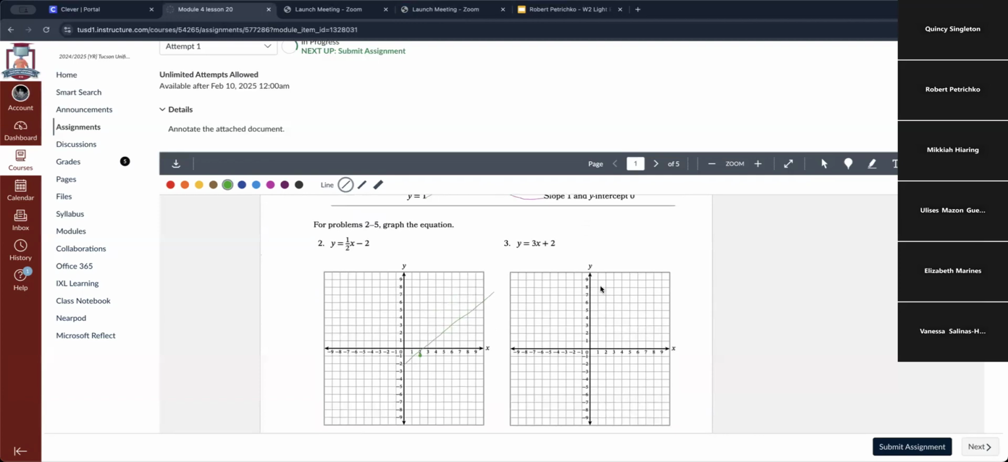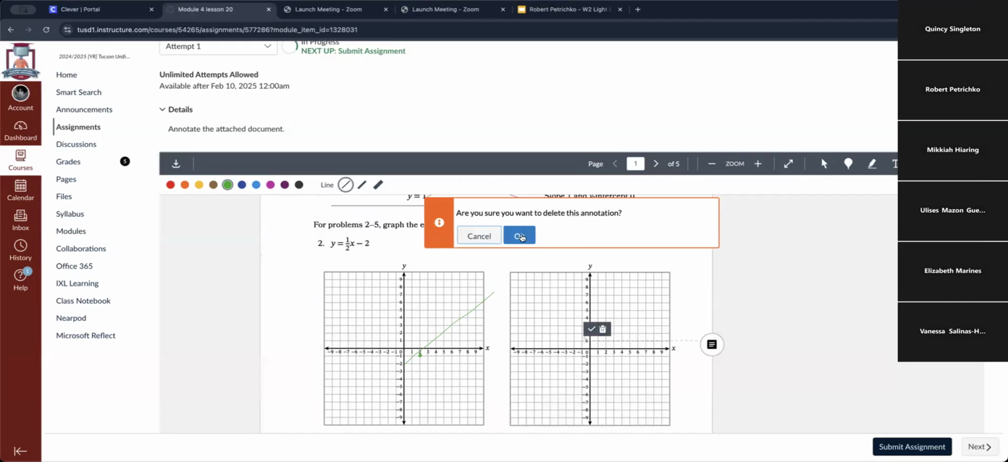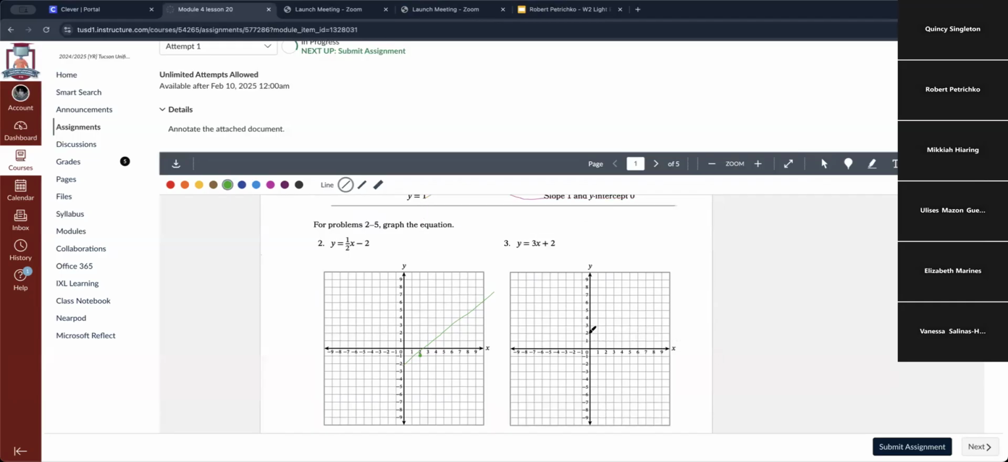There you go. Okay, so the first thing you do, Robert, is you go to that 2, which is b, in y equals 3x plus 2. Circle the 2. Oh yeah, you're right. You're already on it. Okay, good job. That's fine. Right there is perfect.